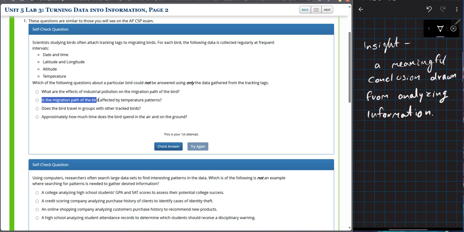So is the migration path of the bird affected by the temperature patterns? So again, we know the path and we know the temperature. So this one we know for sure. So this is not our answer, because this one is a yes, right? And we're looking for the cannot be answered. We can answer this one because we know the path and we know the temperature.